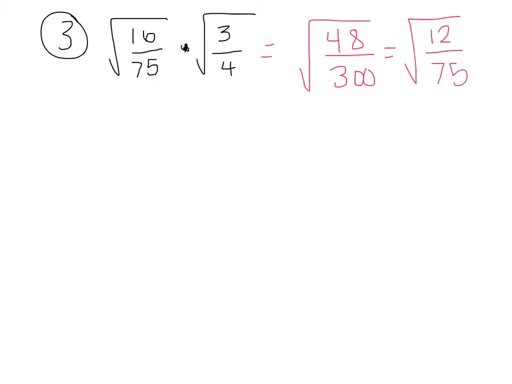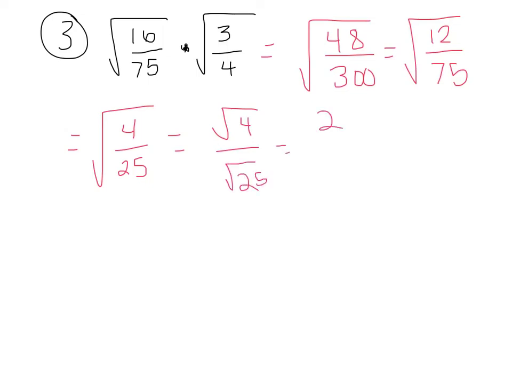Okay, again, it can still be simplified. You can simplify top and bottom by 3. So if I divide top and bottom by 3, you get 4 over 25. Okay, now you can't simplify anymore, so we break this up. So you have the square root of 4 over the square root of 25. Well, we know the square root of 4 is 2, and the square root of 25 is 5. So your answer is 2 over 5.